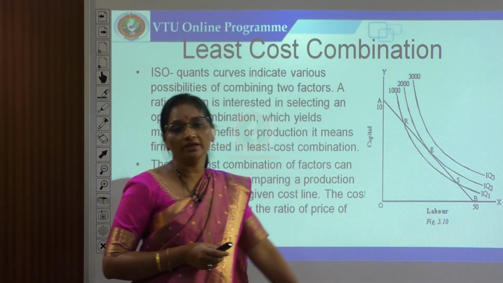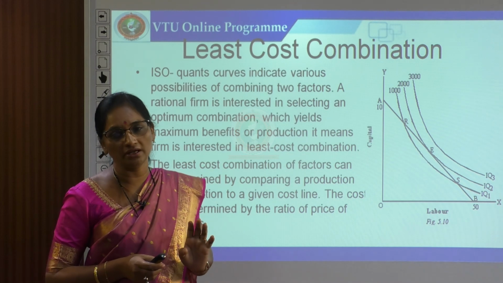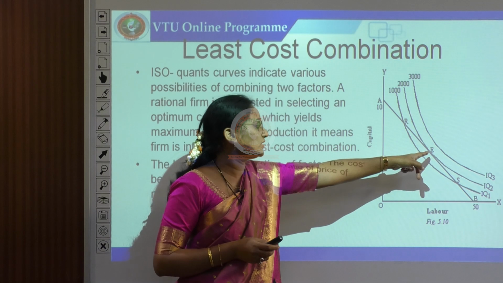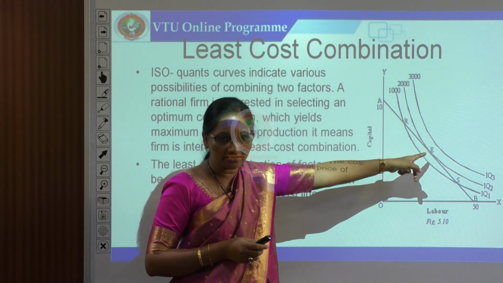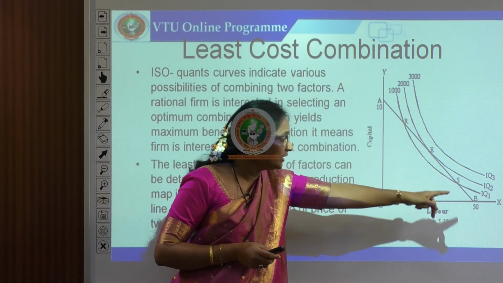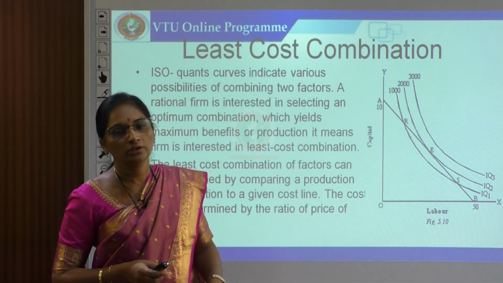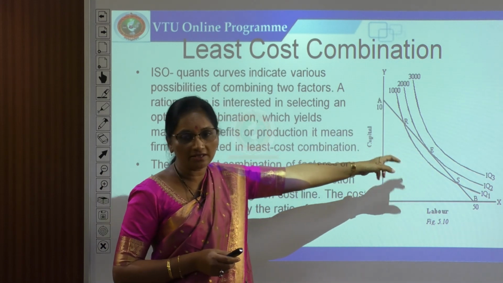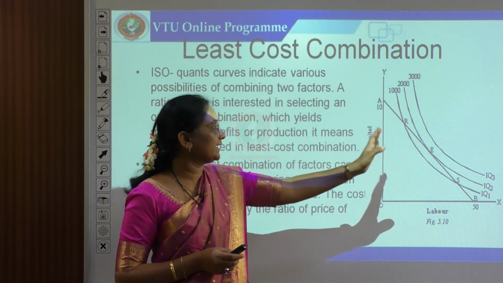This combination we can say is the least cost combination. How can we see it? Because it is tangent to the budget line, which is within the budget of the organization. Second, it is tangent to isoquant 2. Compared to isoquant 1, isoquant 2 is better. Why? Because higher isoquants produce a higher level of output.